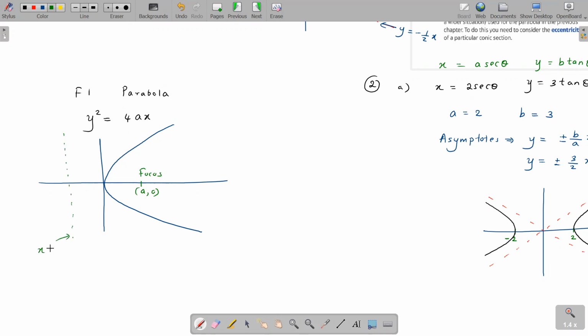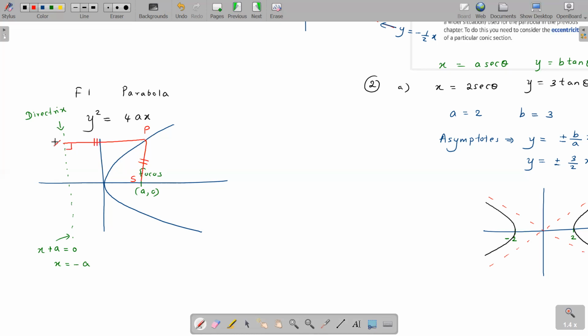The directrix is x equals minus a, or we say x plus a equals 0. Do you remember this? Then the next thing is there was a very special property about the parabola. From any point, let's say this is the point P, take the distance to the focus, and the perpendicular distance to the directrix.